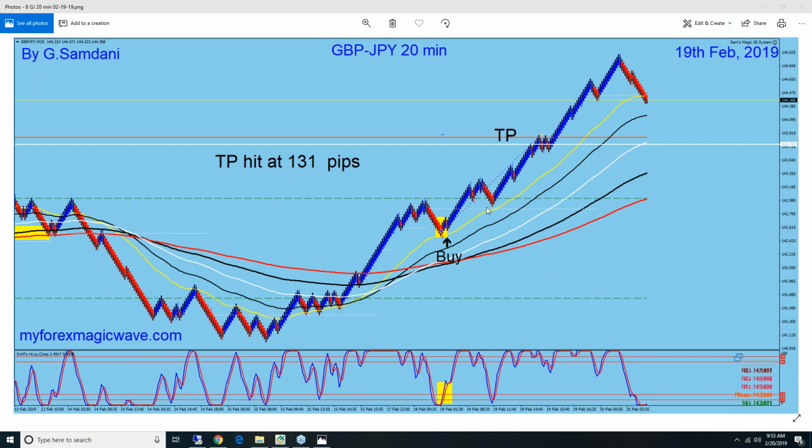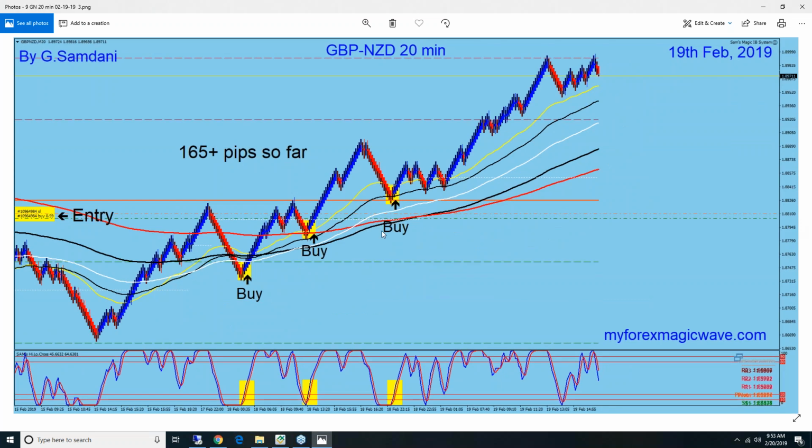All right, so this is what happened here on pound yen on the 19th, and the last one is this pound Kiwi. This is the same entry, same trade, which I showed you the first one up until here, and then I had it continue going into the 19th, and it went up more, like 100 pip more, or maybe first it was like 100 pip, and then again 65 pip more.